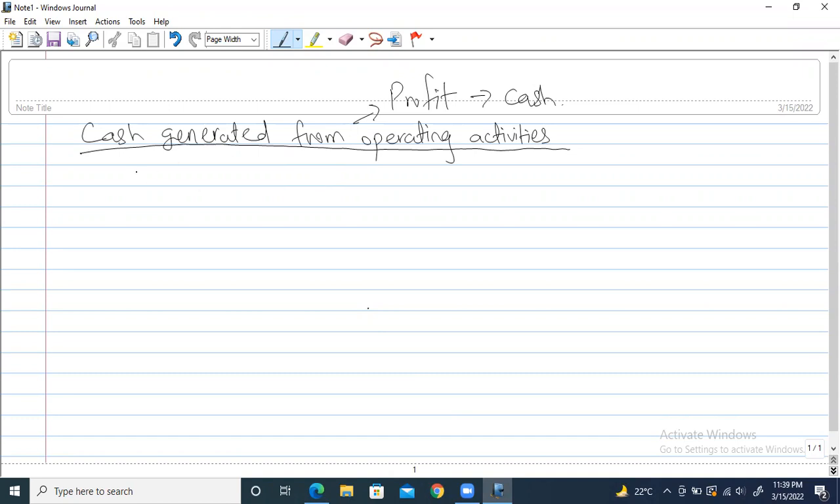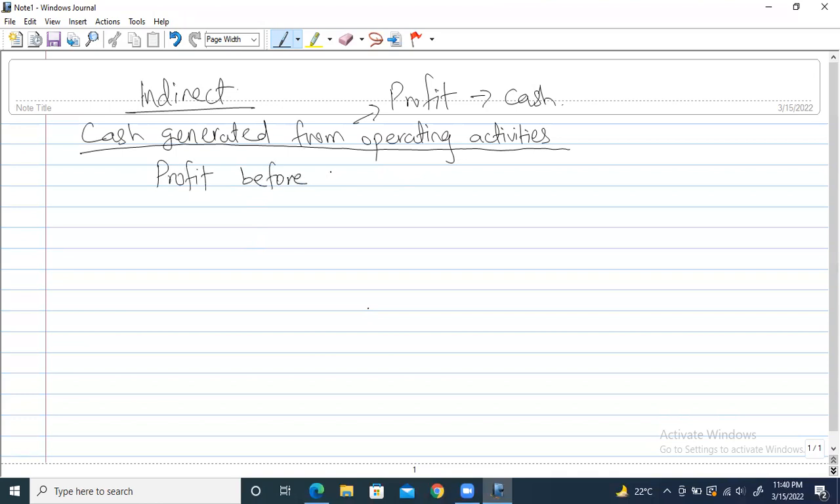Okay, this is for the indirect method. This only belongs to the indirect method. We will be studying the direct method as well, but that does not involve any calculation. In F3 syllabus, it's just understanding why we make direct and why we make indirect. Okay, so for this cash generated from operating activities, we start the first figure from profit before tax.